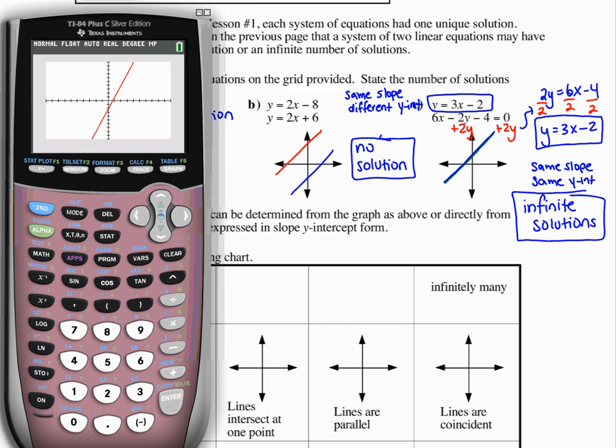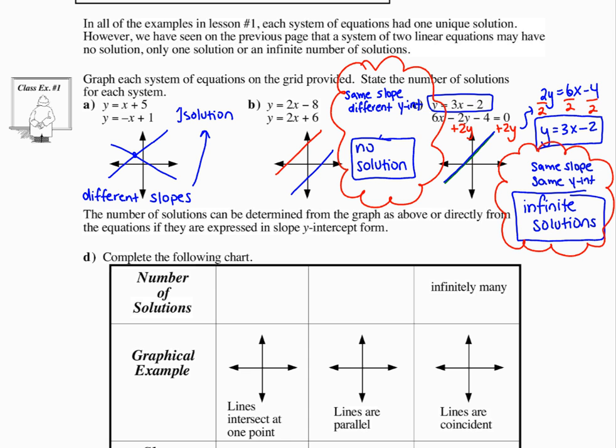Okay, so when you have the same slope, same y-intercept, infinite solutions. Same slope, different y-intercept, those are parallel, no solution. And as long as the slopes are different, one solution. So one. So that's the gist of today's lesson. Wait, that's it? That's the gist of it, yeah.